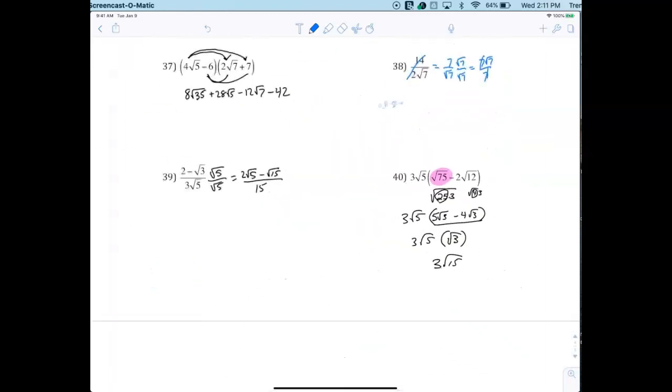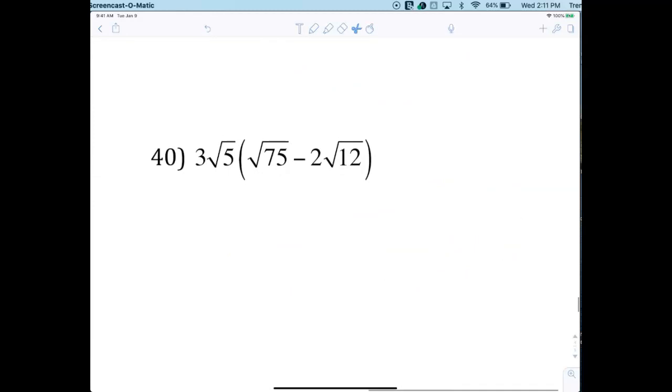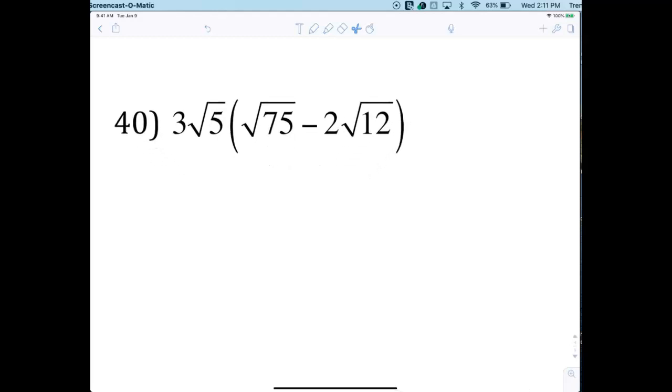I did this with one of my students because they were having trouble. Last one. Now, in my opinion, it's always better to try to simplify. Please watch. Does 75 simplify? Yes. What does it simplify to? Everybody should be able to tell me. 5 radical 3. Everybody good?